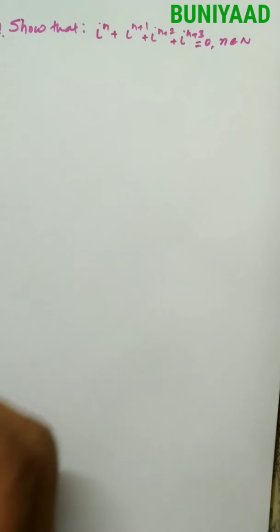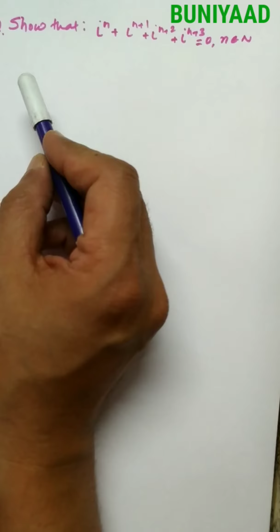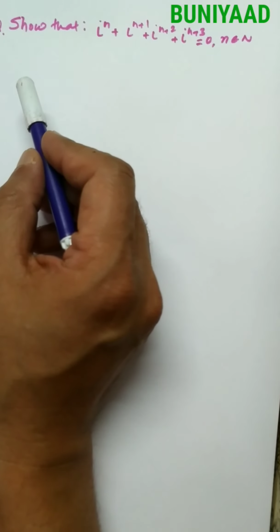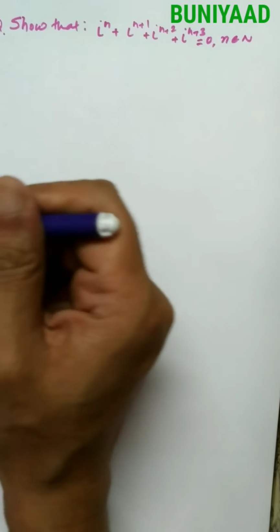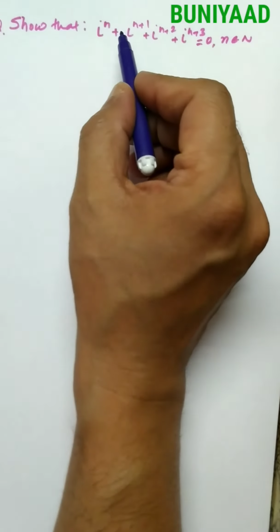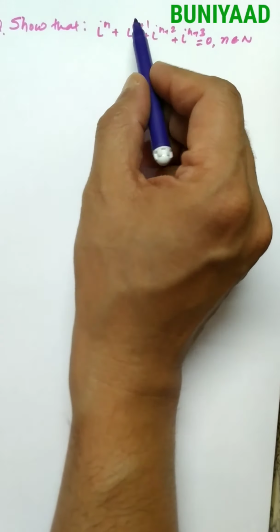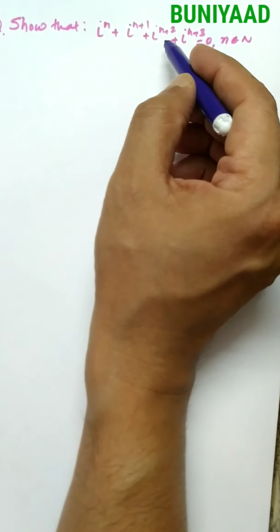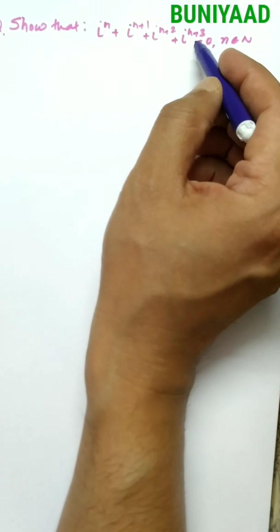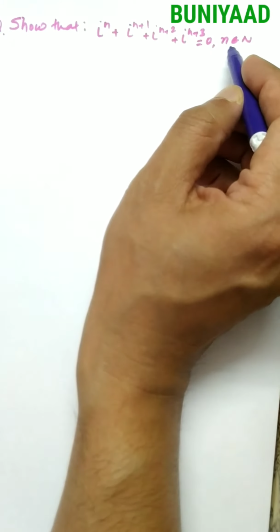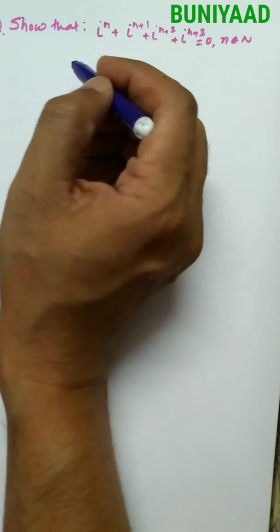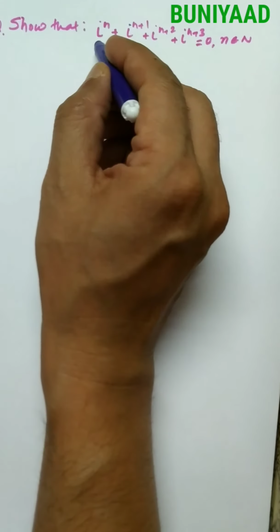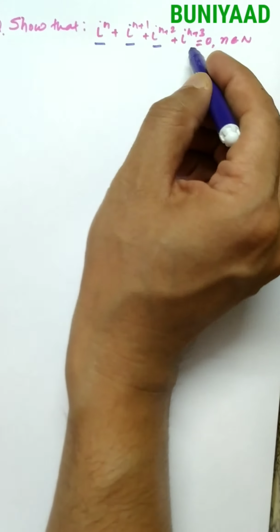Hello students, these are some important questions of complex numbers which are not in NCERT, but are very important from the examination point of view. So the first question: show that iota raised to power n plus iota raised to power n plus 1 plus iota raised to power n plus 2 plus iota raised to power n plus 3 equals 0, where n belongs to N.